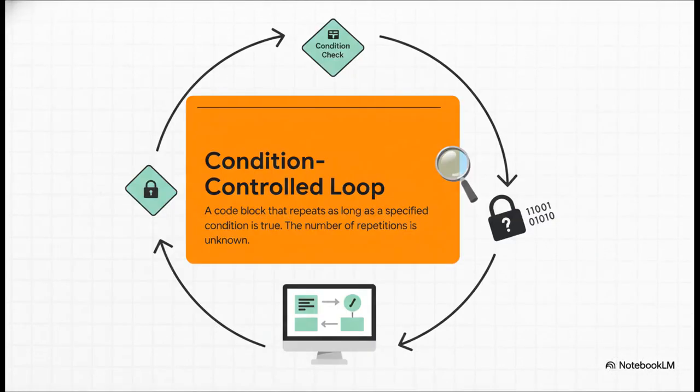So let's get the official definition down, the one you'll need for your exam. It's called a condition-controlled loop, and it's pretty simple, really. It's just a block of code that keeps on repeating as long as a specific condition stays true. Now, the really important part here is that we have no idea how many times it's going to run. Is it going to take you one try to guess that password or 50? Who knows? The loop doesn't care. It just keeps on chugging along until that condition is finally met.